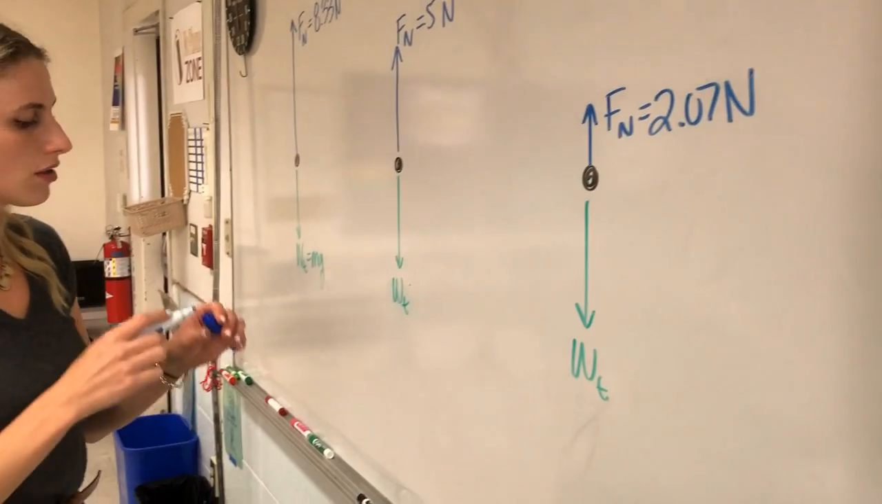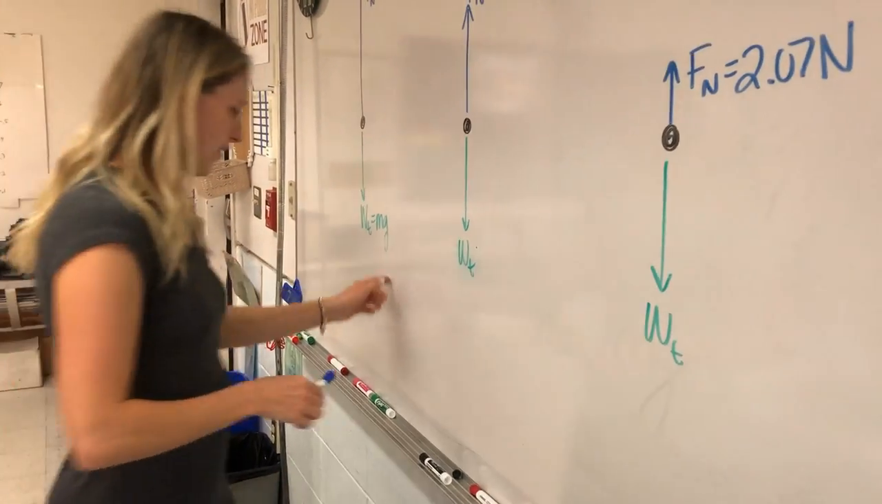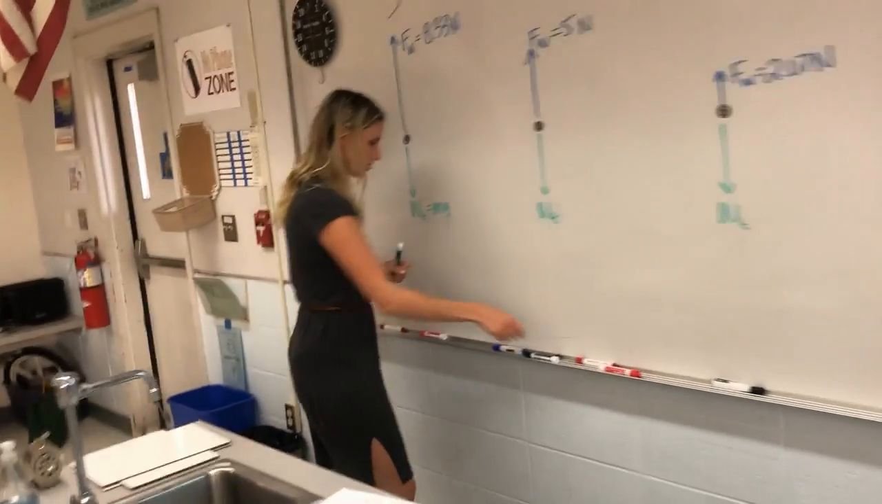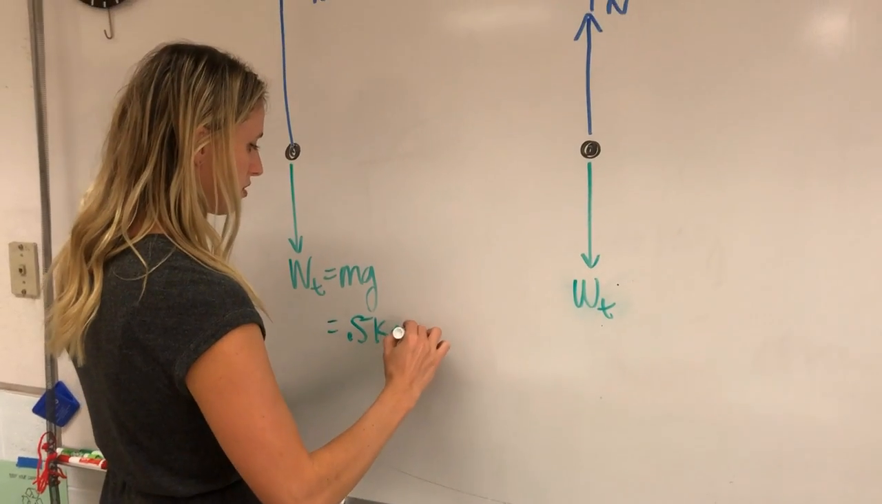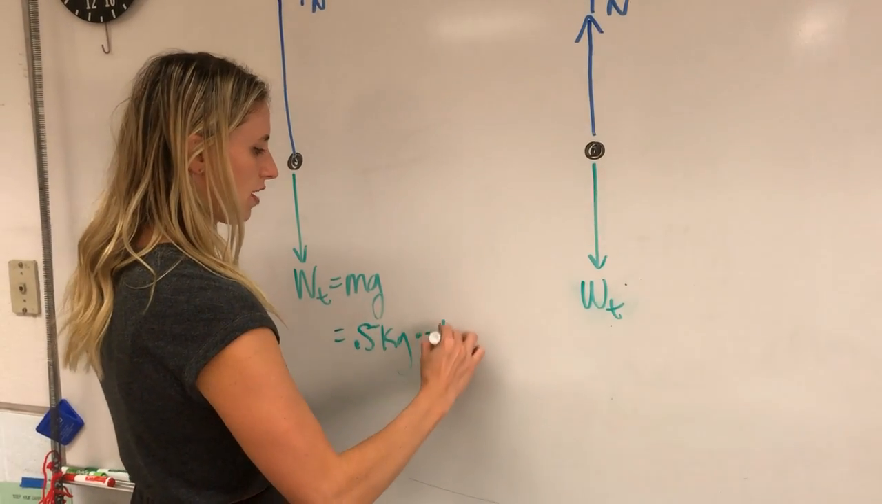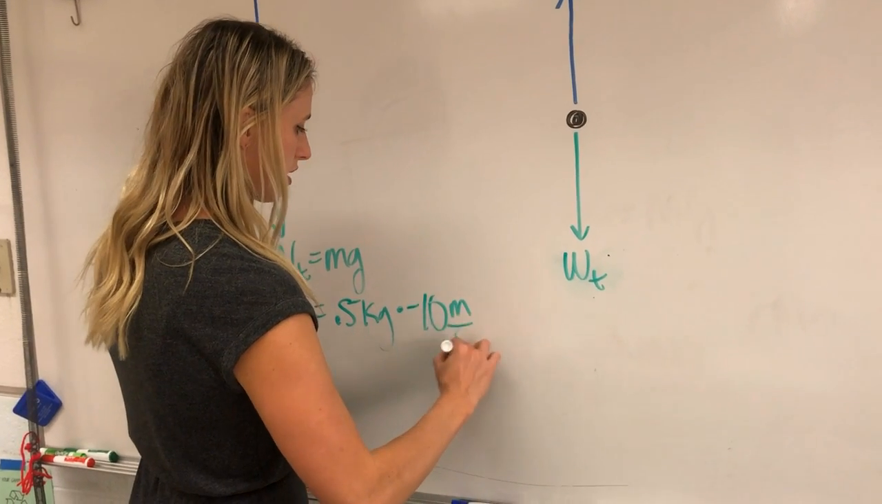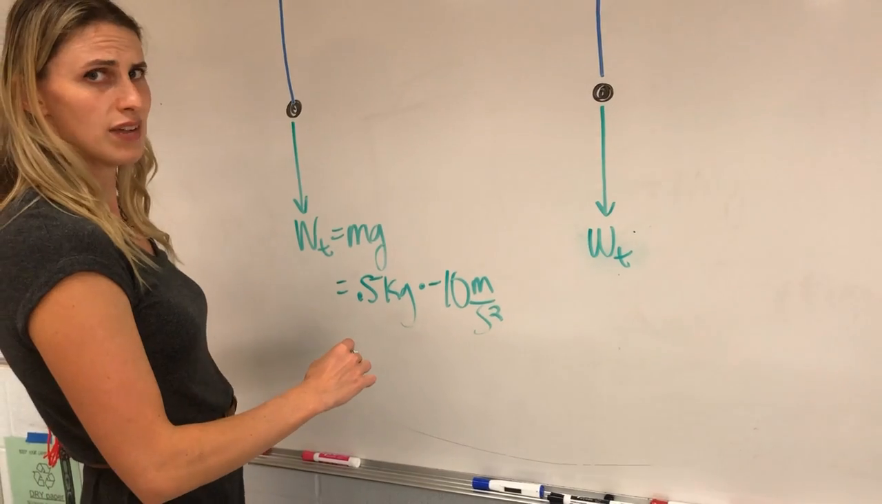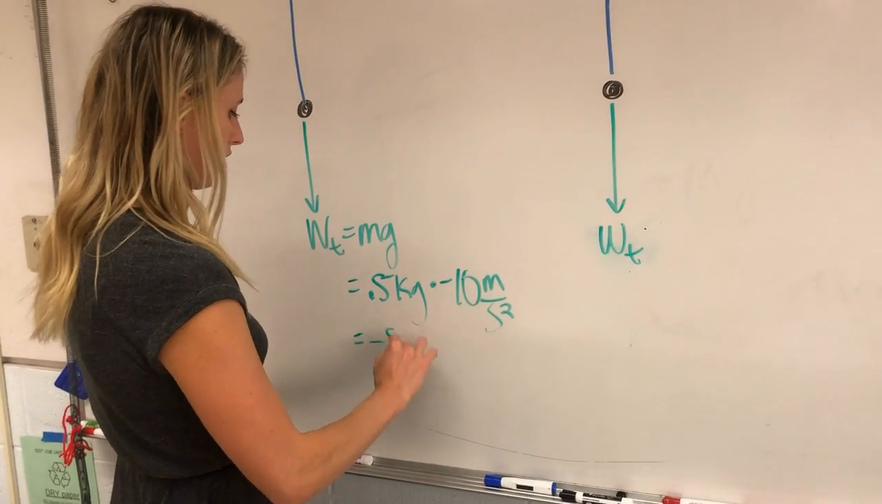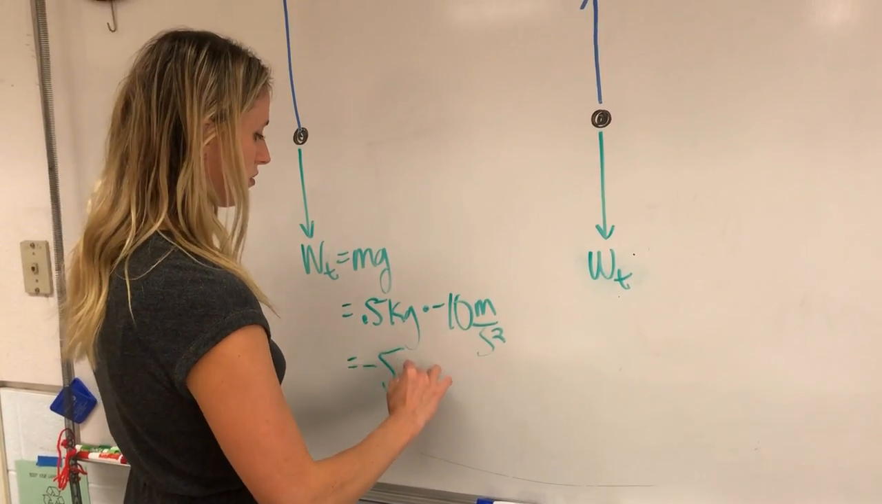How can we find the weight? Mass times gravity. Do we know the mass? It's half a kilogram, so 0.5 kilograms times the acceleration of gravity, 10 meters per second squared. Half of 10 is 5. Negative 5 kilograms meters per second squared, or newtons.